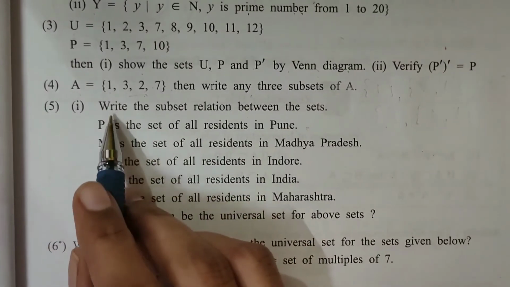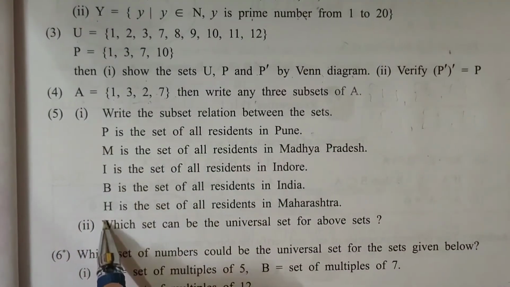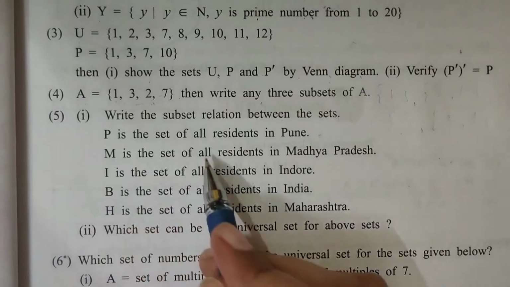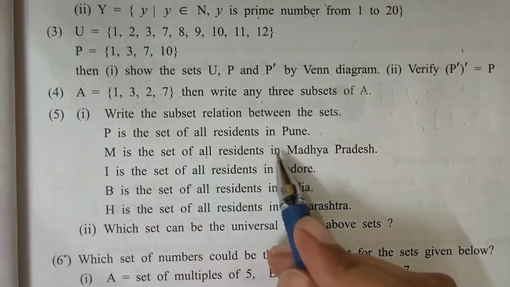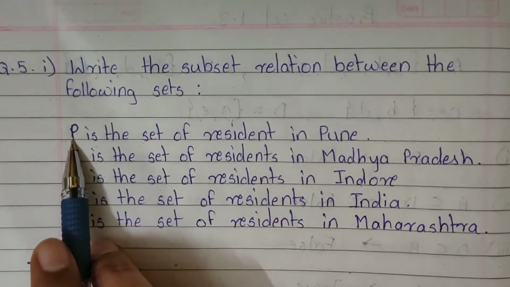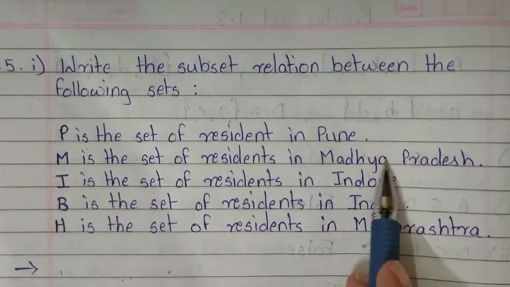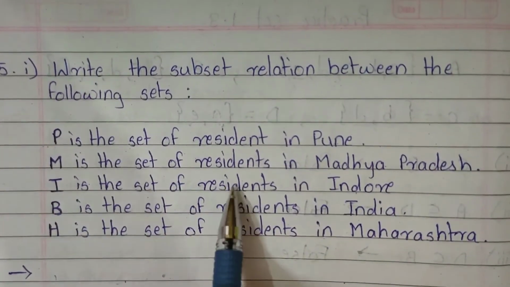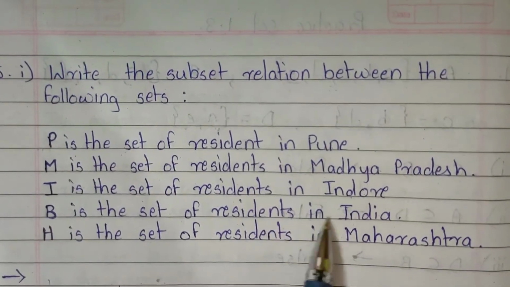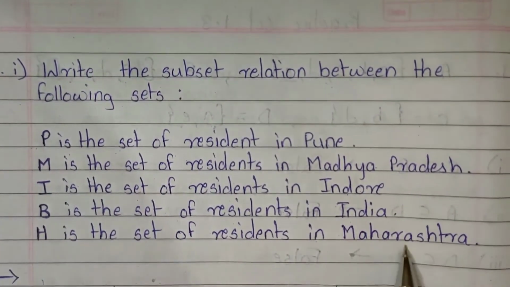Question number 5. Write the subset relation between the sets. Here sets are given and we have to find which set will be a subset of another. So let's find out. P is the set of residents in Pune. M is the set of residents in Madhya Pradesh. I is the set of residents in Indore. B is the set of residents in India. H is the set of residents in Maharashtra.